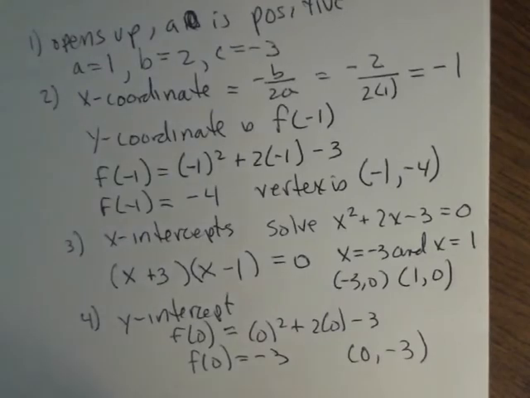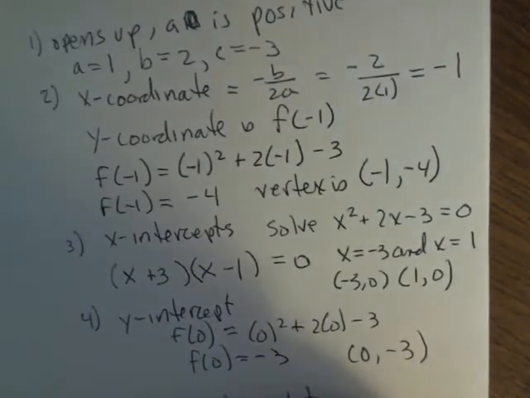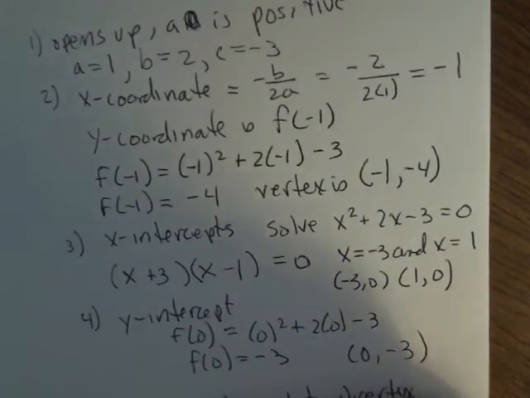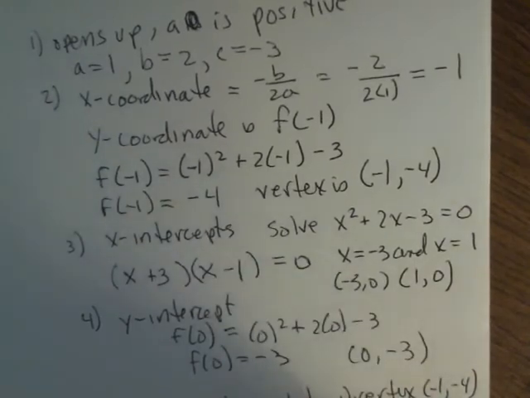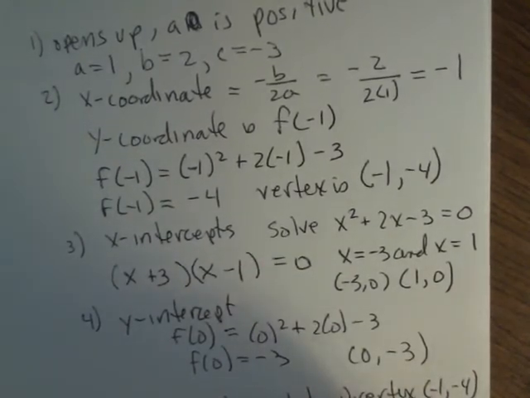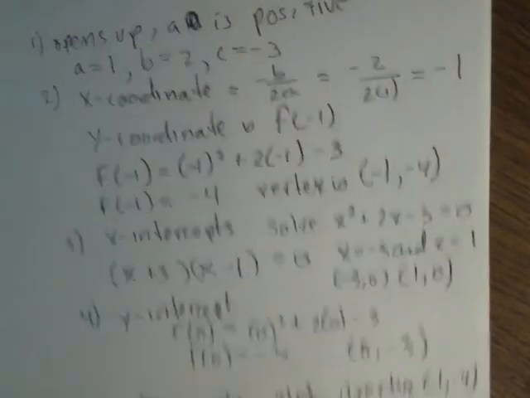Now I'm going to go ahead and plot to graph. And I know I'm running over into the other example, so I'm going to do it on the back page. So to graph, I want to plot the vertex, which is negative 1, negative 4. My x-intercepts, which are negative 3, 0 and 1, 0. And then thirdly, my y-intercept, which is 0, negative 3.